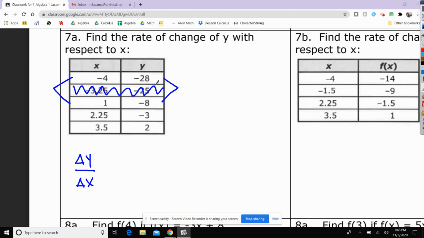So my change from -28 to -8 is plus 20. My change from -4 to +1 is plus 5. So my change in y is 20. My change in x is 5. When you simplify that, we get 4. So my slope here would be 4.